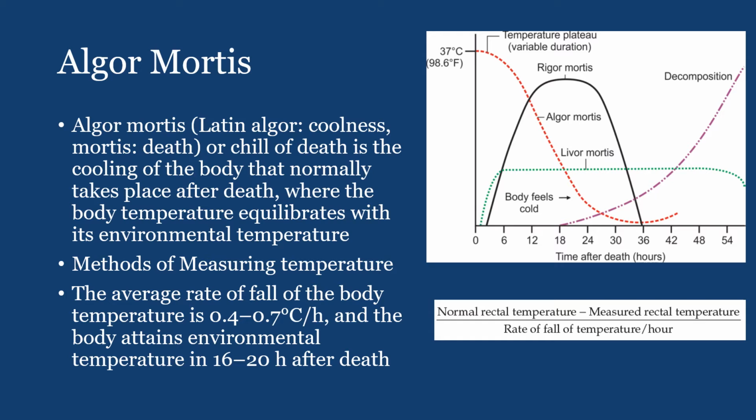Algor Mortis. Algor Mortis is the coolness of the death or chill of the death. It is the cooling of the body that normally takes place after the death, where the body temperature equilibrates with the environmental temperature. So Algor Mortis is usually the first sign of death beyond the obvious, and then it will be leading to Rigor Mortis.